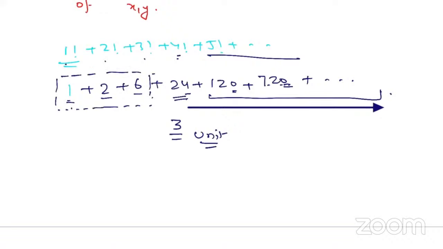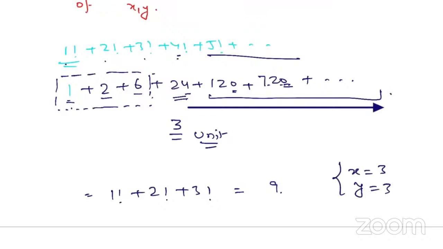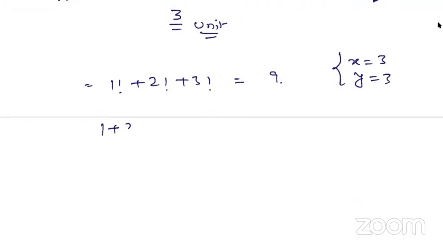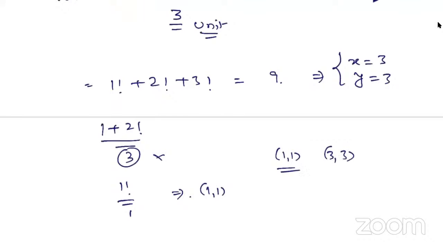this only. So if you take factorial 1, factorial 2 and factorial 3, this is coming as 9. So you are putting the value of x is equal to 3, y is equal to 3. X and y both are 3. So you are getting 3 comma 3 as the answer, the first answer. Then lower than that, I'm getting 1 plus factorial 2. This is coming as 3, so again not possible. Then factorial 1 is 1 only, so this is 1 comma 1. So we are getting two answers. One is 1 comma 1 and the second is 3 comma 3.